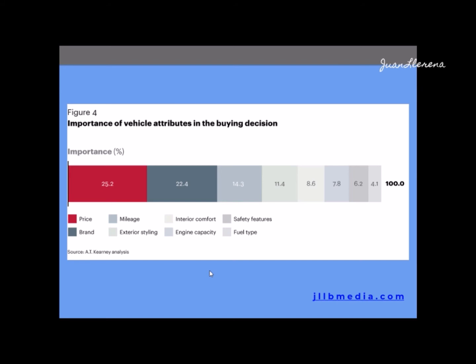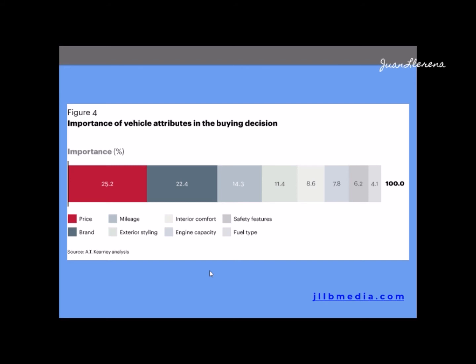But overall, there are studies that show that only 25.2% of the 100% it takes for somebody to make a buying decision for a high-ticket item like a vehicle, a car, is price. So what are these other things? Well, brand follows with 22.4%, so the brand is equally as important as the price.